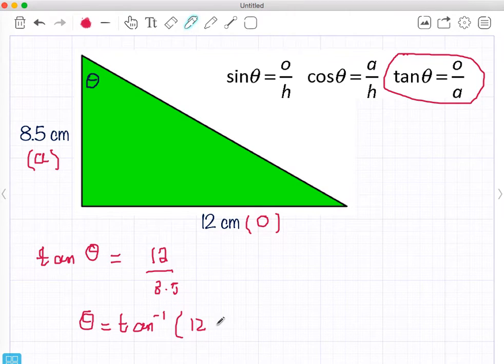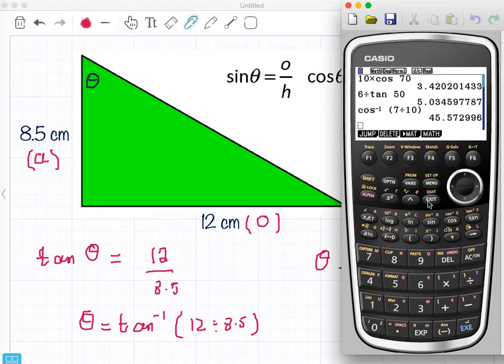12 divided by 8.5, and theta equals, well, I need my calculator for that, I can't do it without a calculator, shift tan, remember, to get the -1, and then in a bracket 12 divided by 8.5, there can be no mistakes with this then, and we get 54.7.